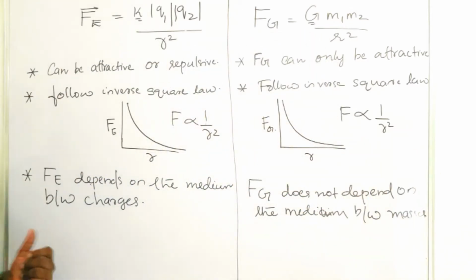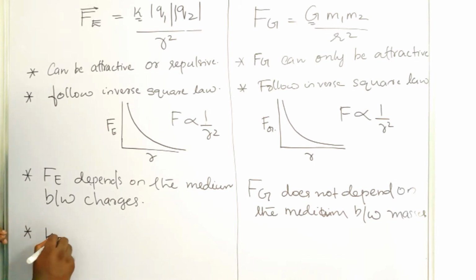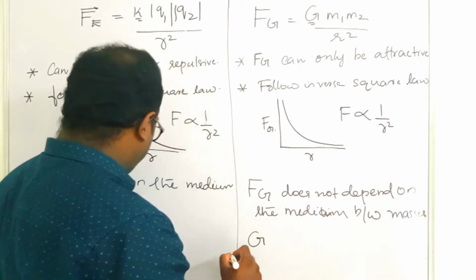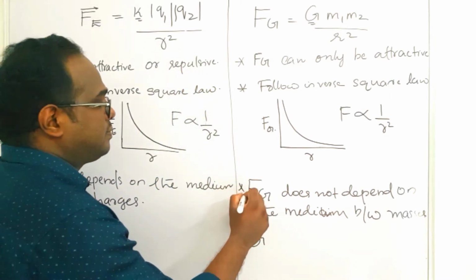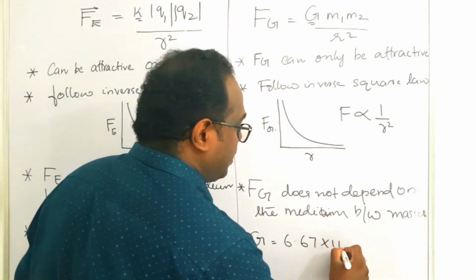Correct? And one more thing you can write using this value. What is the value of K? K is equal to 9 into 10 raised to 9, right? What is the value of G here? G is 6.67 into 10 raised to minus 11.